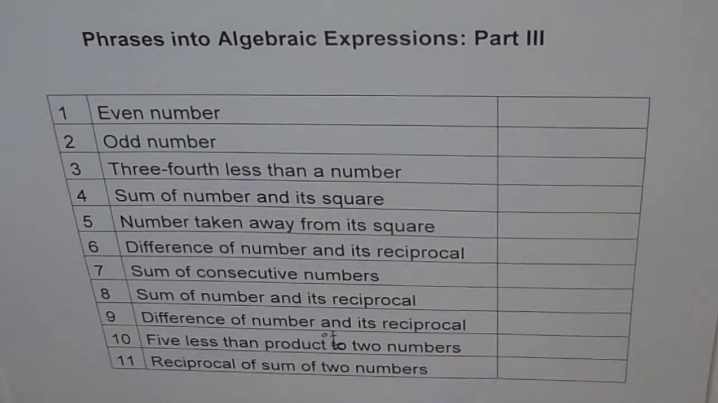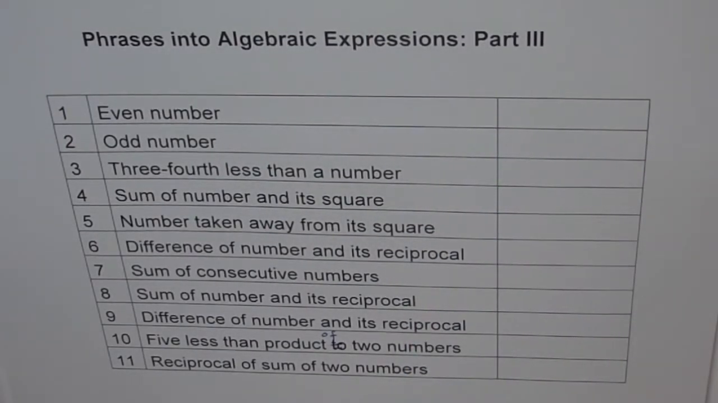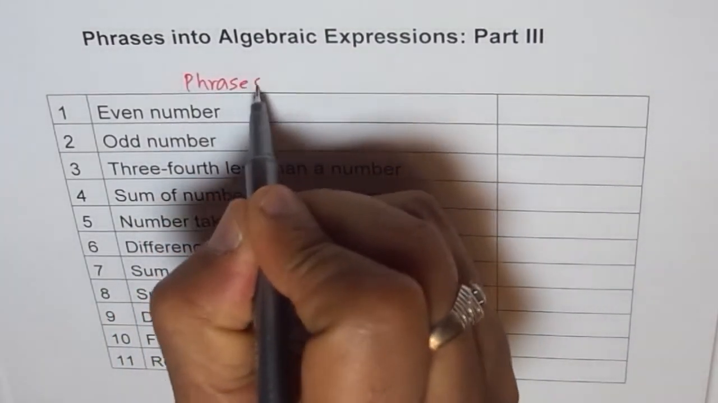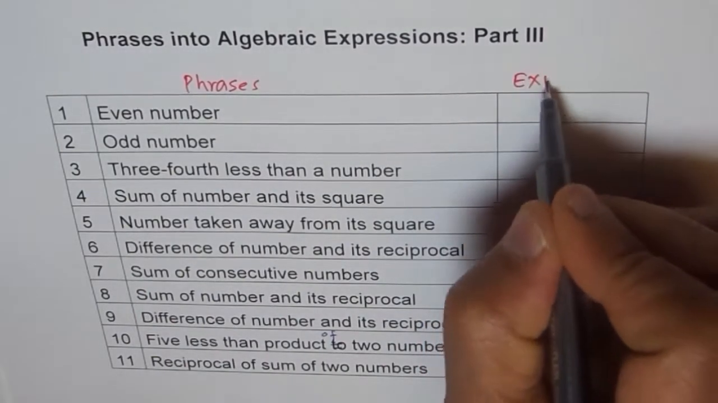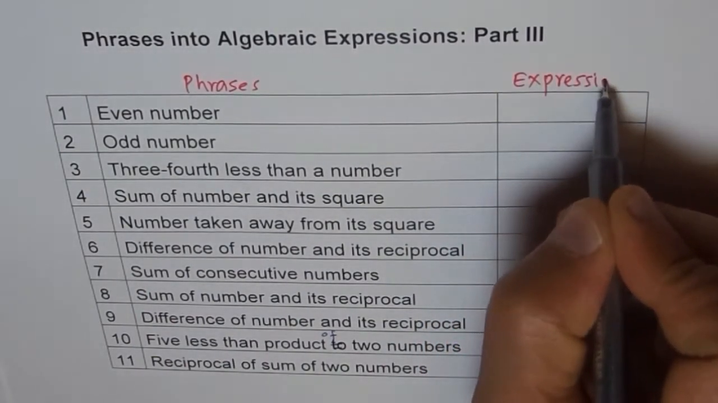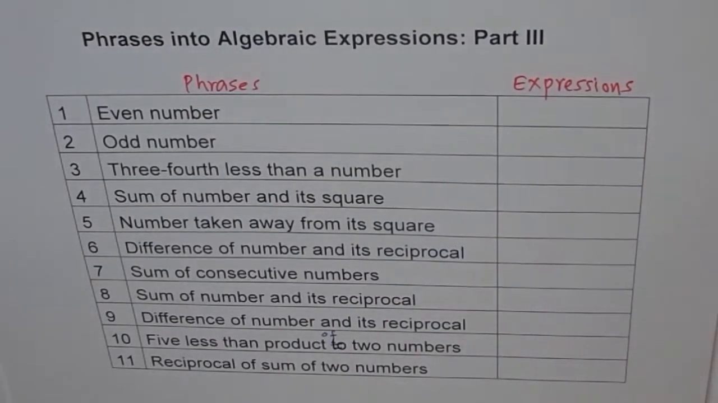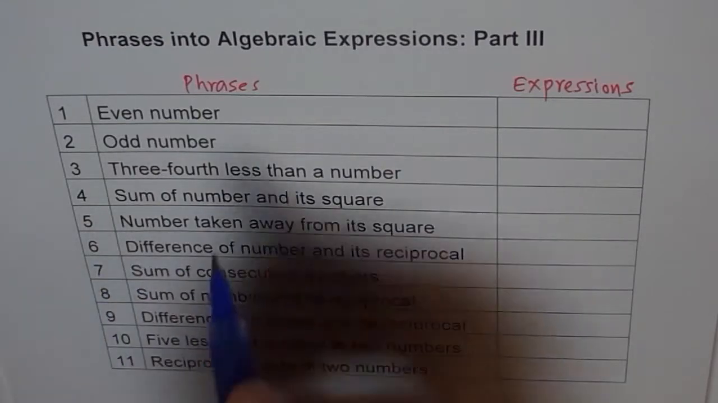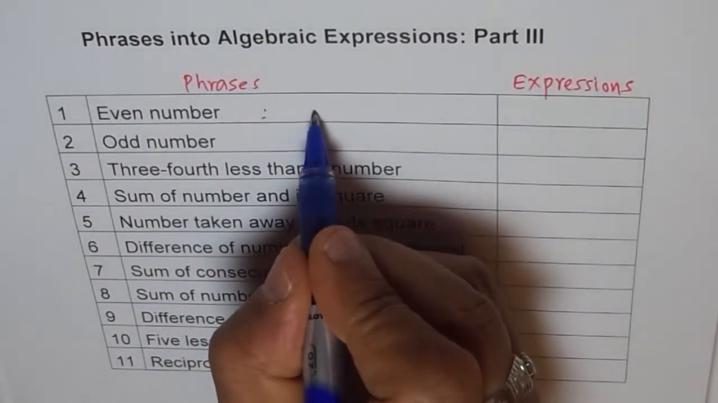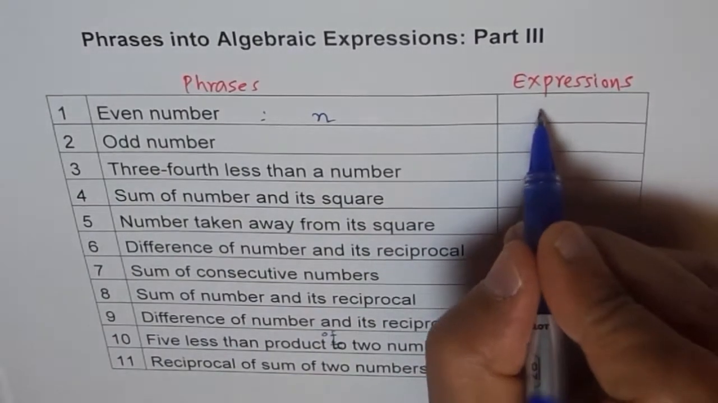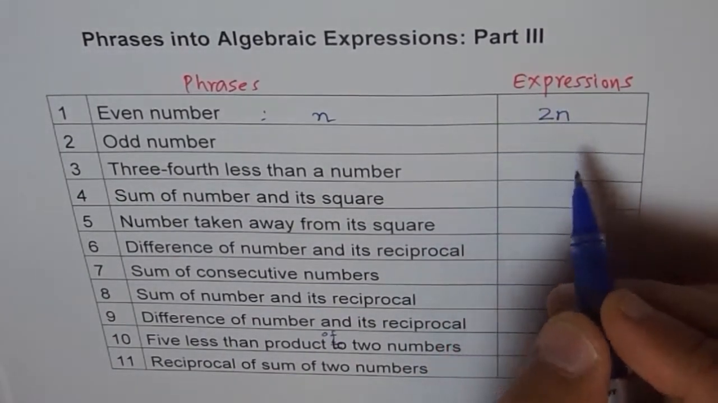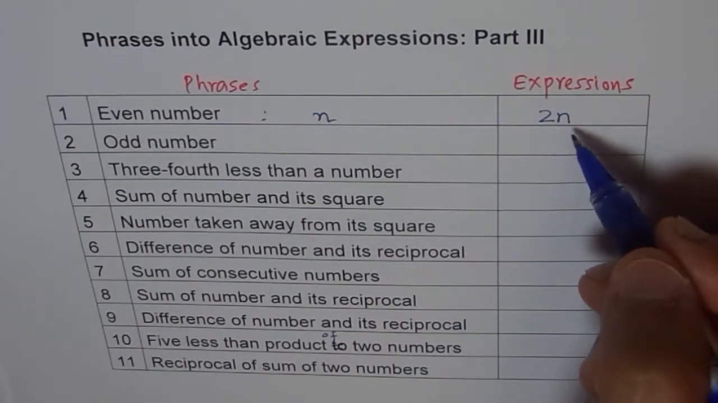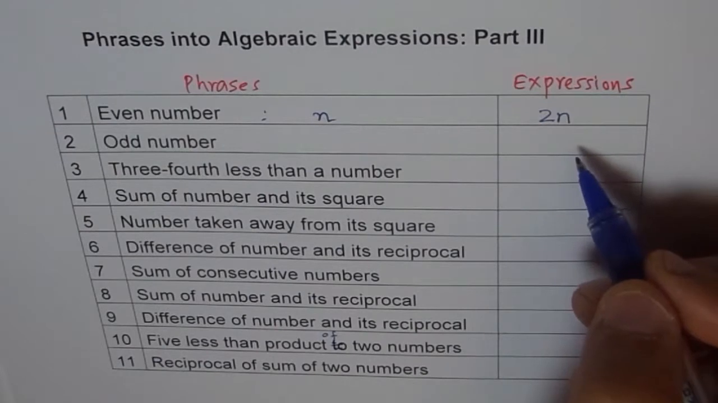So we'll write expressions here. So for each phrase, so what are these? These are phrases, right? And these are expressions. And what we need to do? Define our variable. So even number, we say let the number be n. Then even number will be what? 2 times n. See, even numbers are multiples of 2, right? So every time 2n will be an even number.